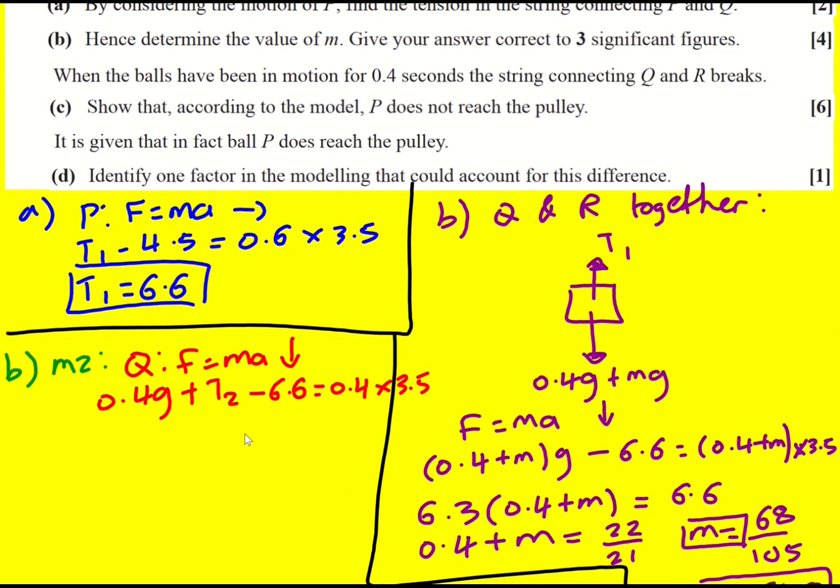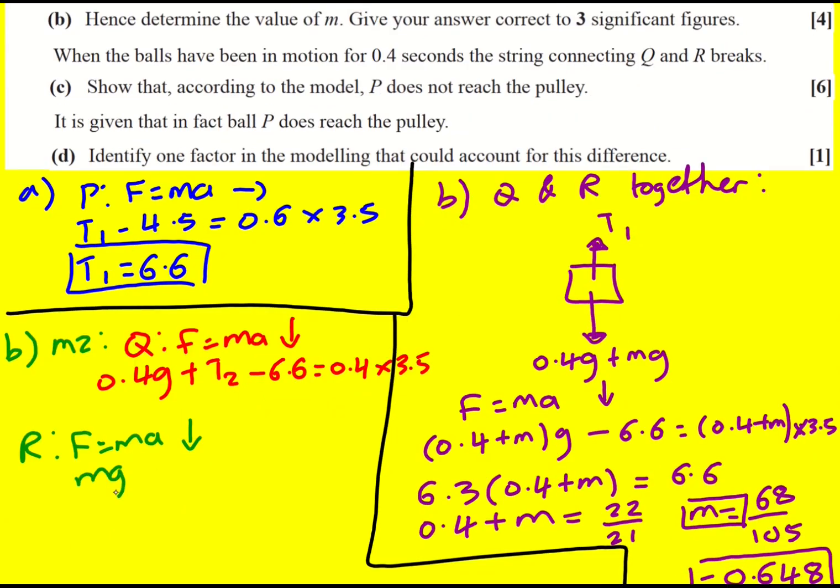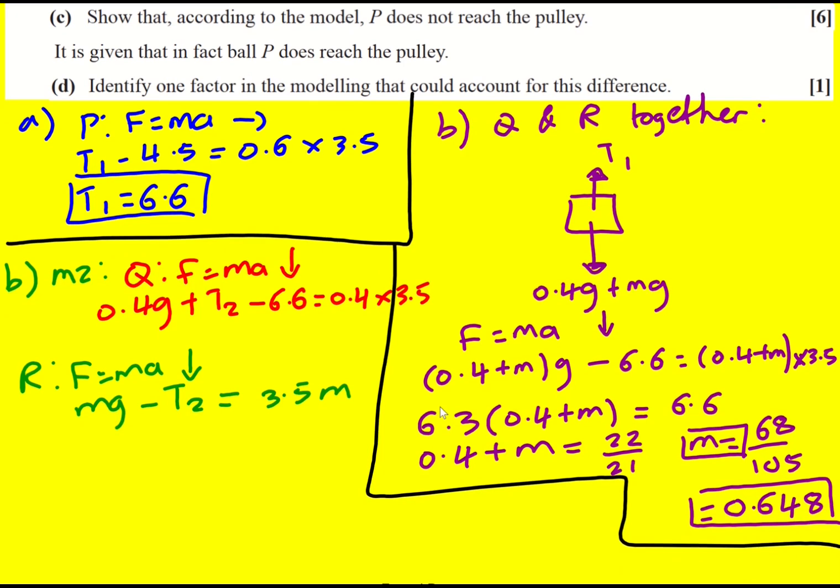I can tidy that up a little bit. I'll just leave it for the moment there, I think. And then for R, I also apply F equals ma downwards. Then it's going to be mg minus T2 equal, this time, to 3.5m. And I can add these two equations together to cancel out the T2. See, that T2 is a bit awkward. I've developed simultaneous equations. See, I avoided that when I did it using my first method.